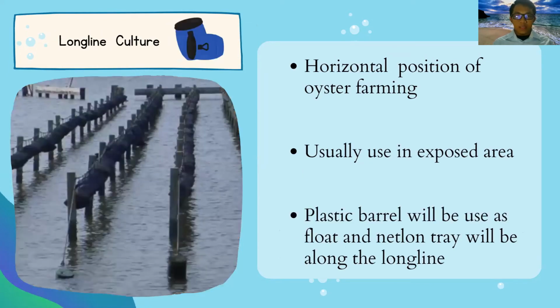And the last method is longline culture. Same as rag culture, the oyster also will be farmed horizontally. This method requires plastic barrels that act as floats and Netland trays to place the oyster. The Netland tray will be hung along the long line as you can see in the picture. The long line method is usually done in exposed areas.